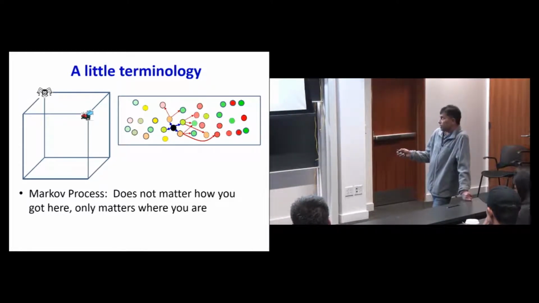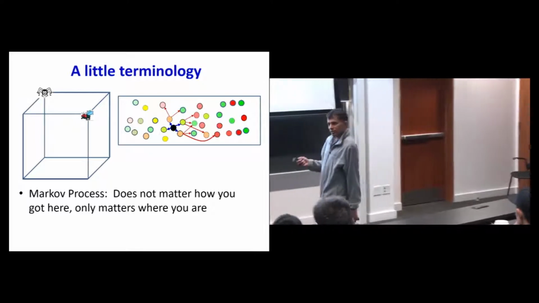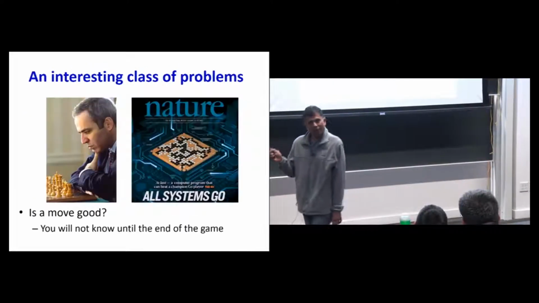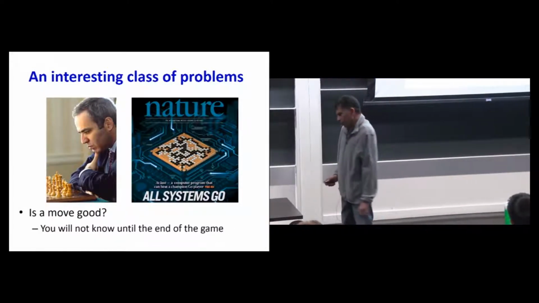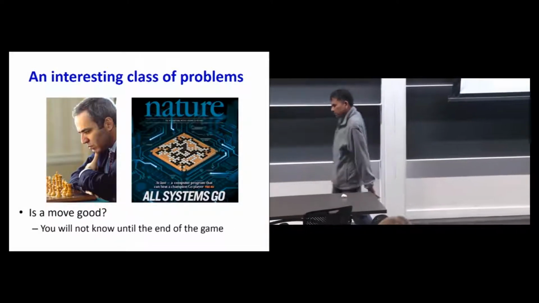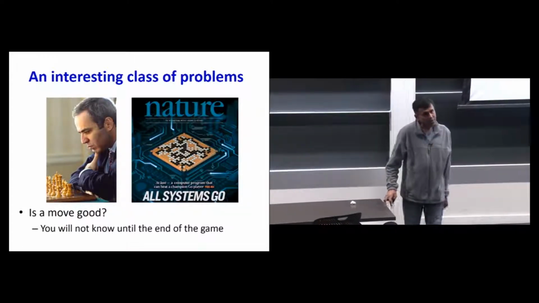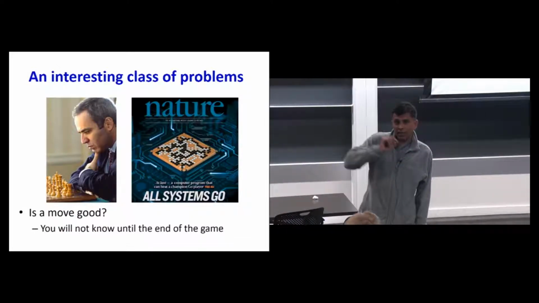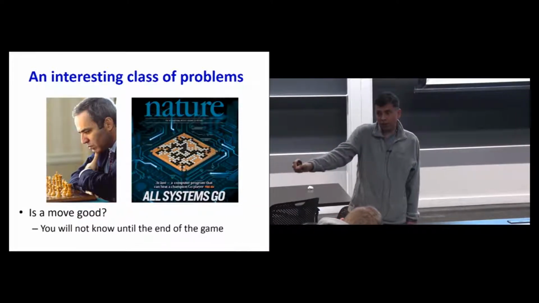The future depends only on what the current state of the game is. It does not depend on the path to the current state. Right? Questions? Anybody? Okay. So now here's the interesting thing in all of this. It's a very interesting class of problems. If I play a move during the learning process, I do not know whether the move is good or bad until you play all the way to the end of the game. And then you either win or lose.